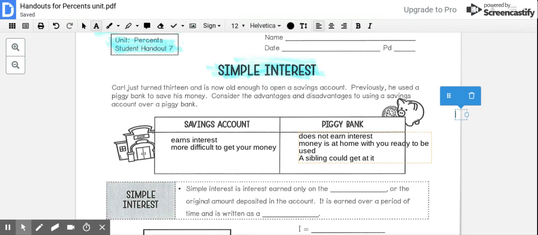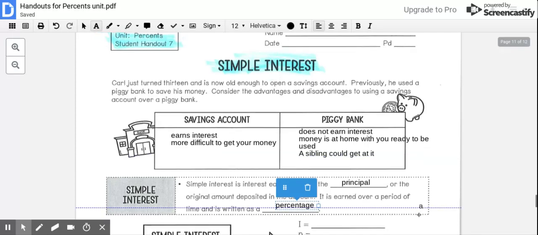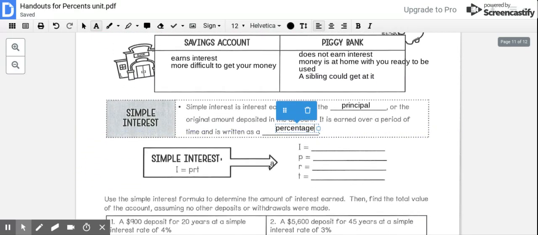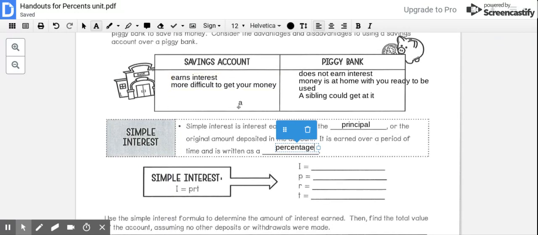So simple interest. Basically it is interest earned only on the principal. And principal means the original amount deposited. So if you deposited $500 in your savings account, that would be considered the principal. It's earned over a period of time, and it's written as a percentage. You might have a 7% interest rate on your savings account, even though that'd be really high. I'm not even really sure exactly what they are right now, but they're not very high. And obviously, the more money you would put in, the more you would make in the end.